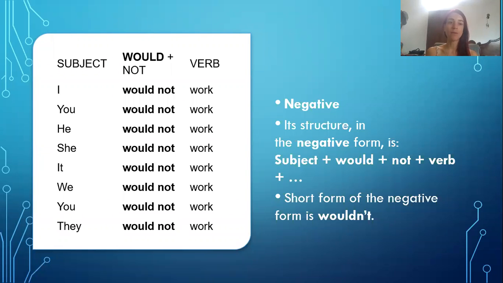In the negative, it's also very simple. I would not work. We could say I would not or I wouldn't. Would not, wouldn't. The same. And the verb, I would not work. I would not swim. I would not dance.